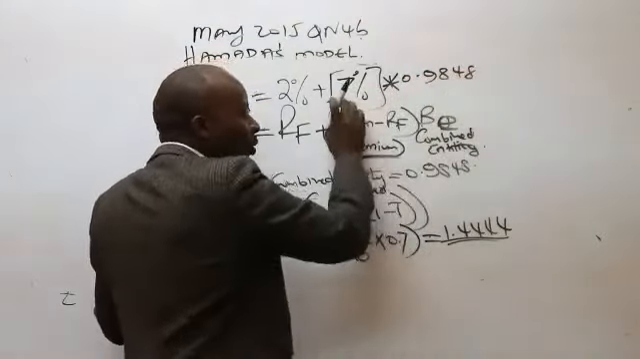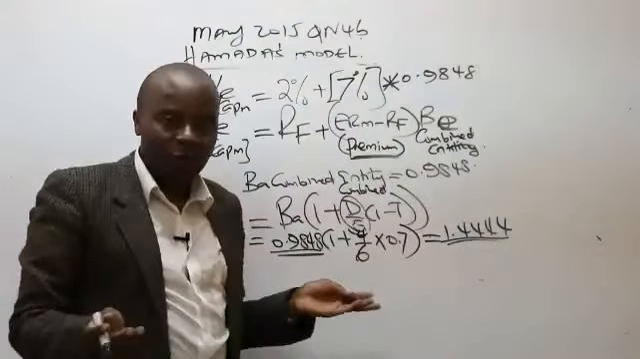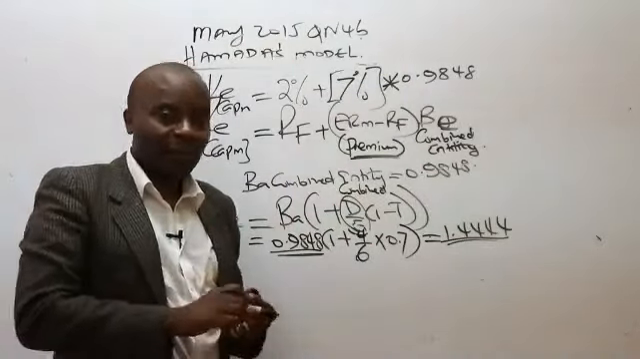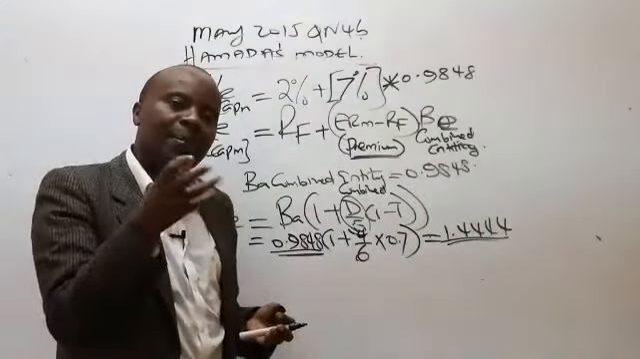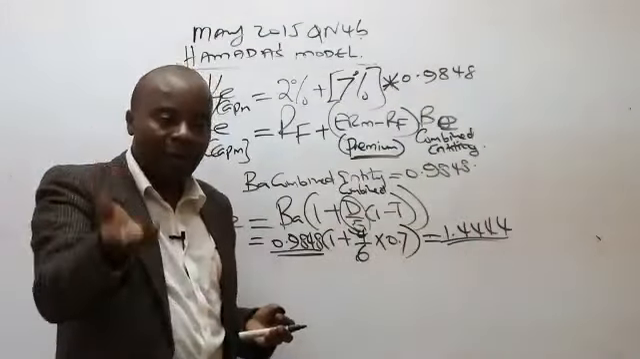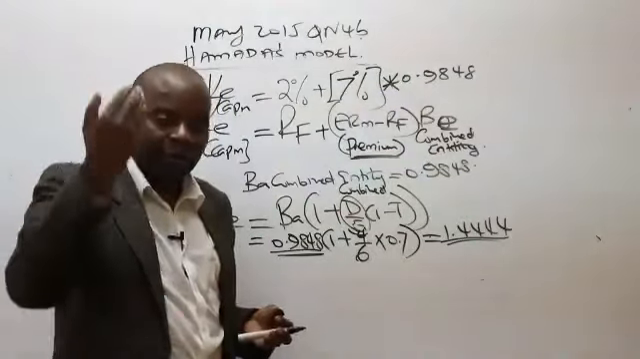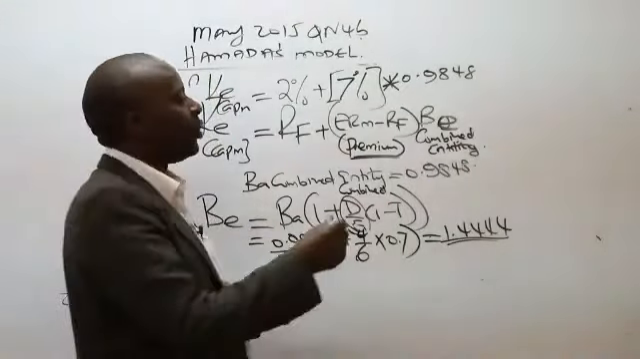You can see how many students are saying 5%. There are so many, because they're subtracting again. And yet they have been told this is a premium. Premium means over and above. Don't subtract again.